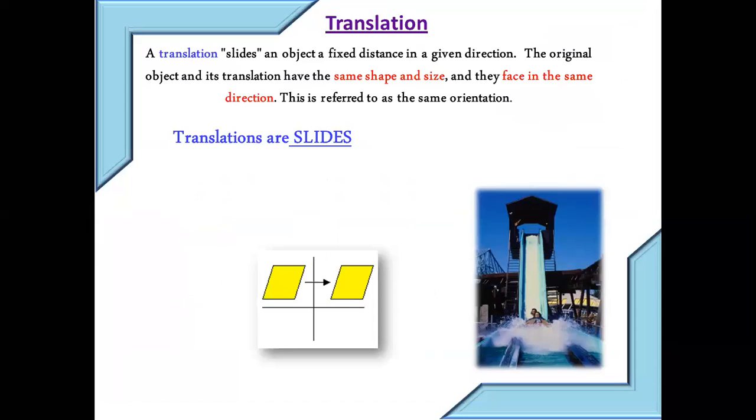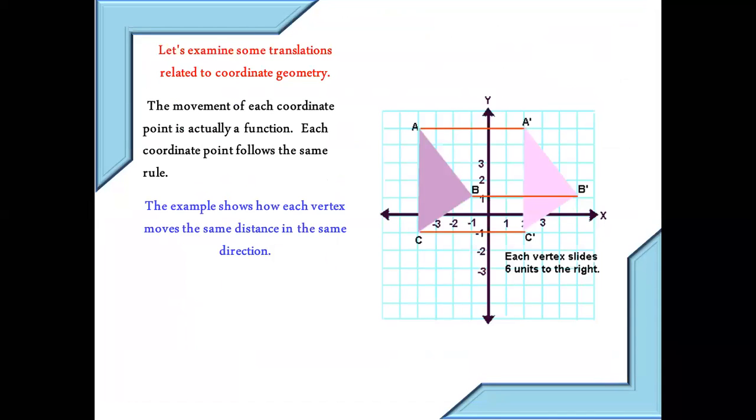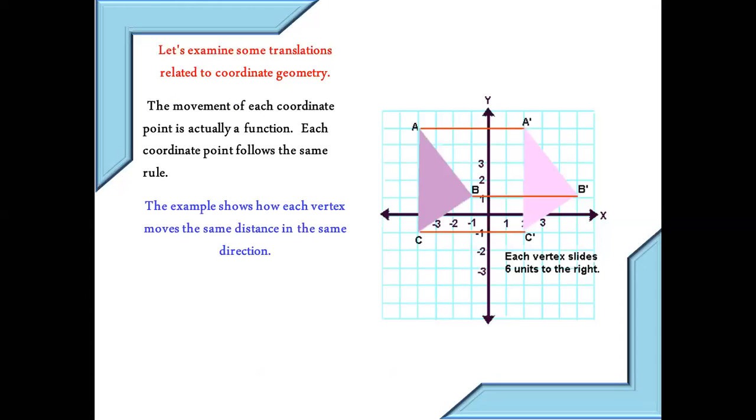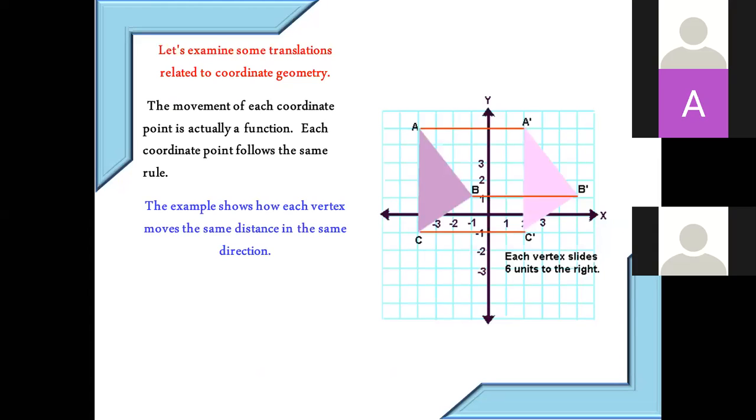Now, guys, we'll talk about translation. Translation is so easy, also called slides. The shape will stay the same. Look at these, guys. Object and its translation have the same shape and size and face in the same direction. This means nothing changes in the figure except the position, which changes from one place to another. Guys, look at this example.